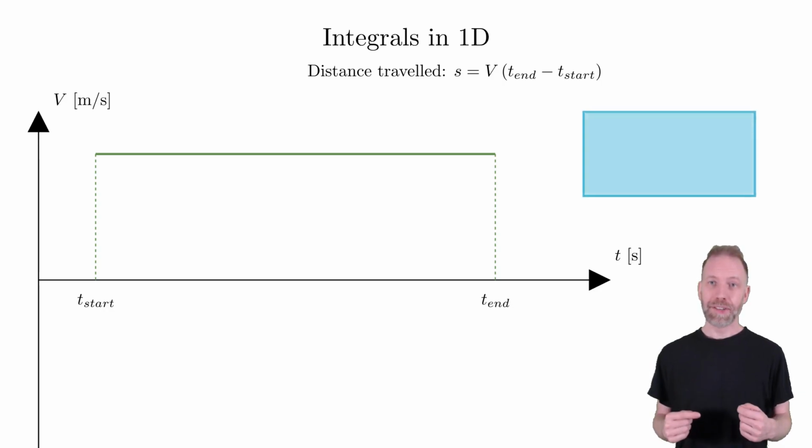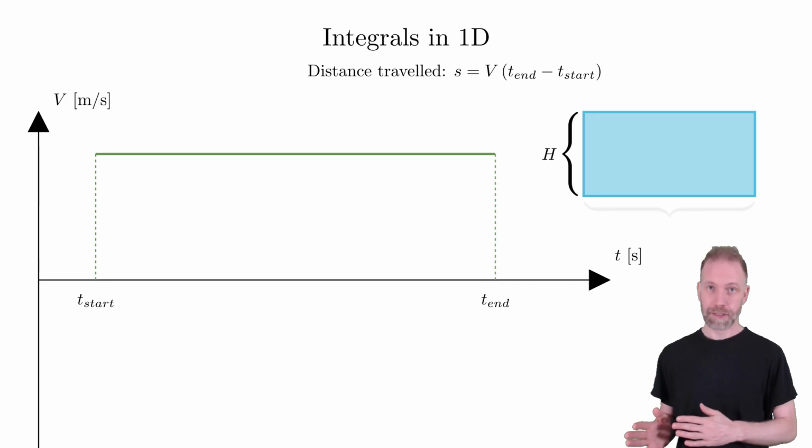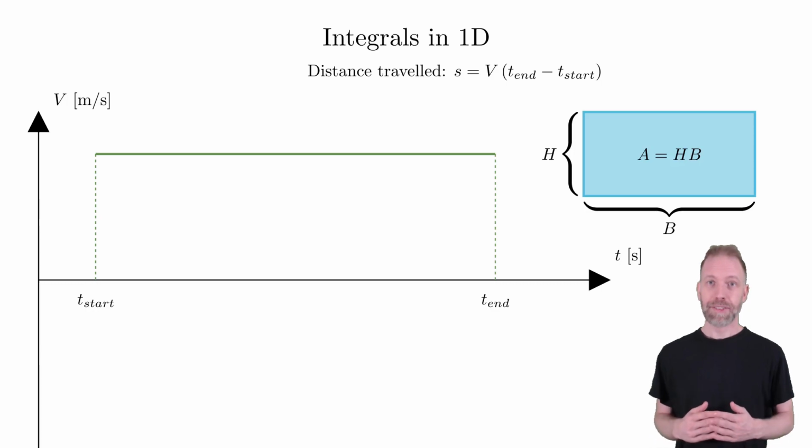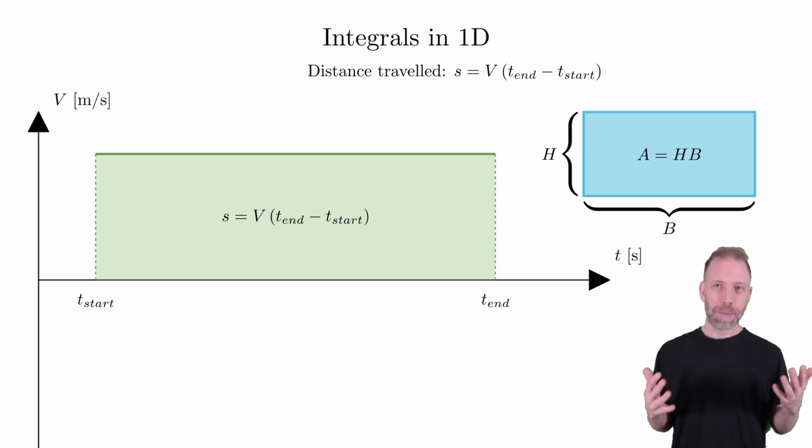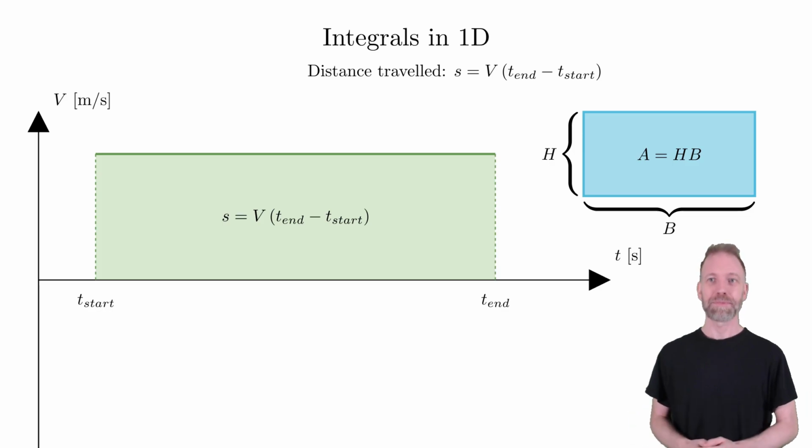We know that the area of the rectangle is the height times the base. Hence, we can write the area of the green rectangle as v times t end minus t start. This means that the distance traveled can be represented by the area of this rectangle. Here we are visualizing the distance as the area under the graph, as they are calculated with the same equation. We are not actually claiming that the distance is the area, because that would be problematic as they have different units.